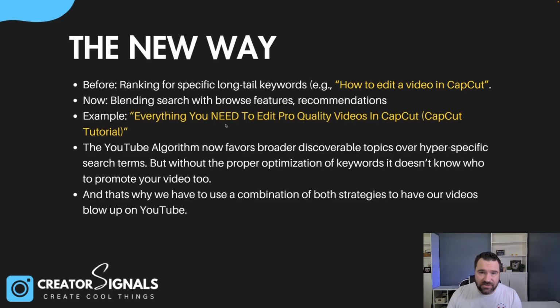So nowadays, guys, the YouTube algorithm actually favors those broader discoverable topics over the hyper-specific search terms like how to edit a video in CapCut. But without the proper optimization of the keywords, it doesn't know who to promote your video to. So that's why we actually have to combine both of these strategies together to have our videos blow up on YouTube and become the outlier videos on our channel, just like the one I showed you on my channel.